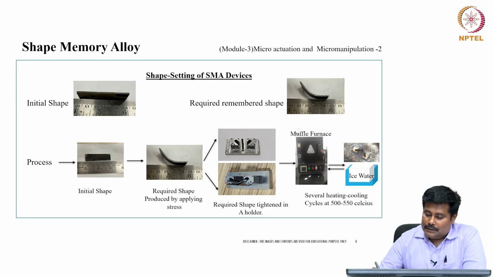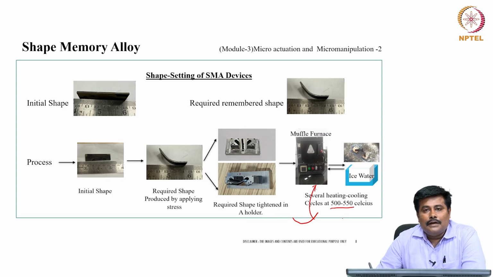What we try to do is go for several heating cycles. That is, we deform it into this shape, put it inside a muffle furnace, heat it to 500 to 550 degrees Celsius, which is almost close to the martensite phase, and then quench it in ice water or liquid nitrogen conditions, so that it comes back to the austenite phase.